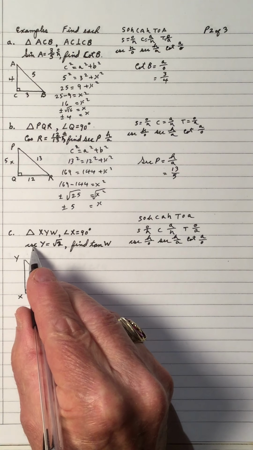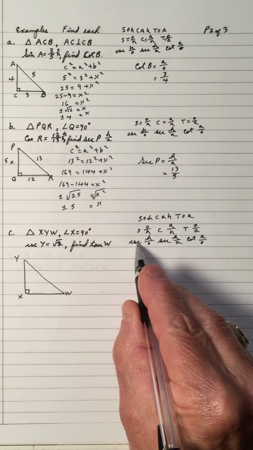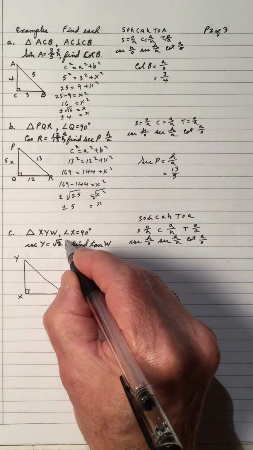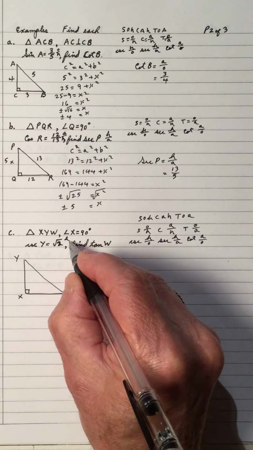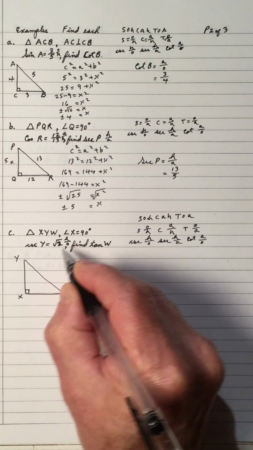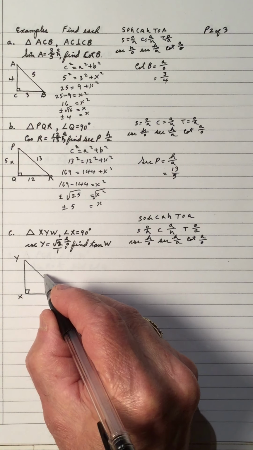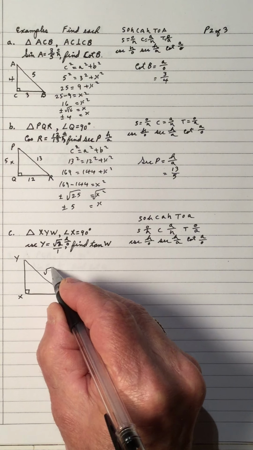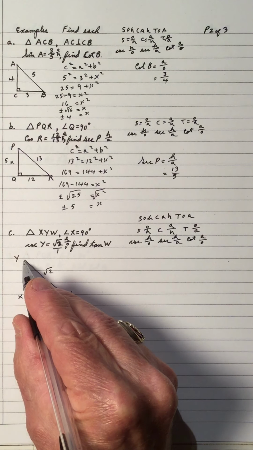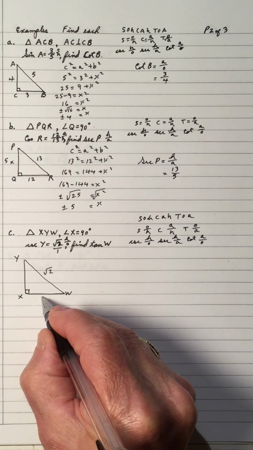Okay, we have cosecant. Cosecant is hypotenuse over opposite. So I'll put that there. So that's root 2 over 1. Hypotenuse is opposite the right angle, so root 2. And here's angle Y, as opposite is a 1.